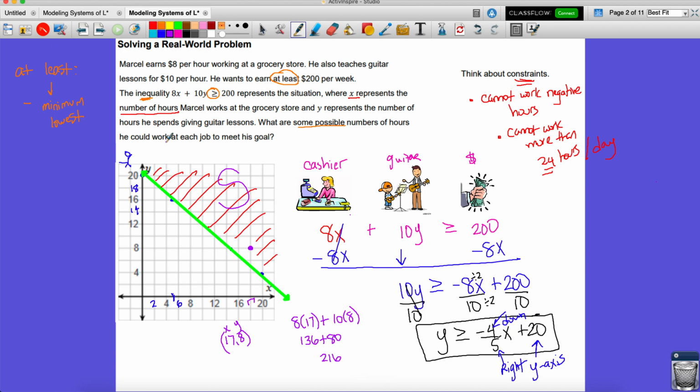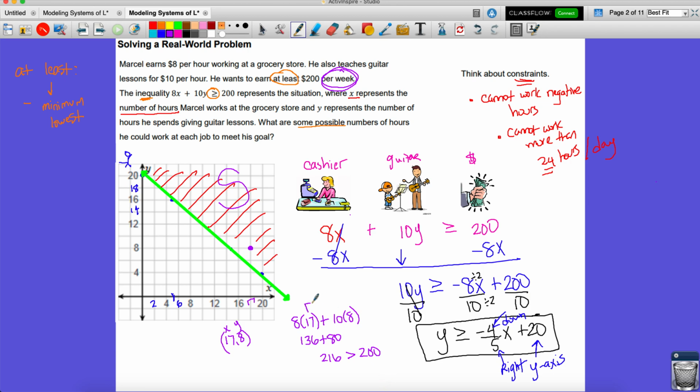Okay, and so now remember this whole thing over here tells you the number of possible hours that he could work each week. So it's not per day. They're asking what are some possible hours he could work at his job to meet his goal, and he's making it per week. So anything above here, he just needs to cover that per week. So this actually ends up being greater than 200.